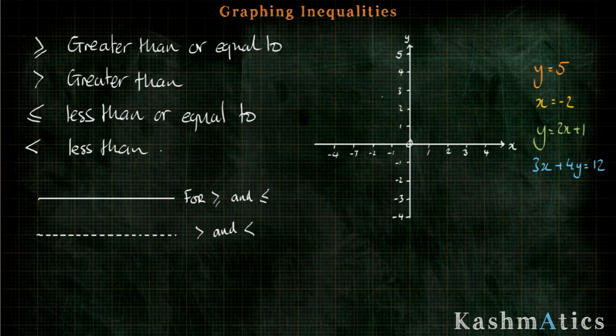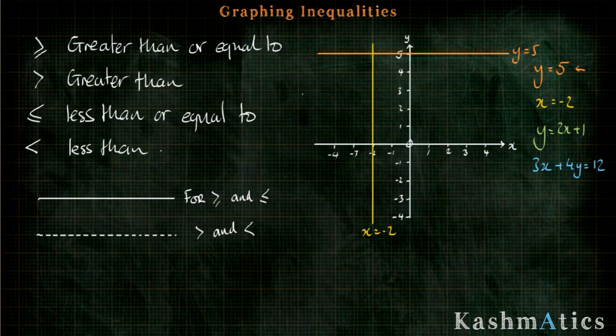The other thing we need to know is how to draw some basic lines. So if you look at the axes on the right, at the top here we've got y equals 5. So that would be a line straight across there. So that line is y equals 5. Next we've got x equals minus 2. So that would be a vertical line down there.